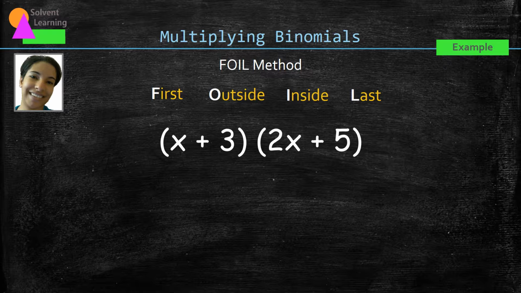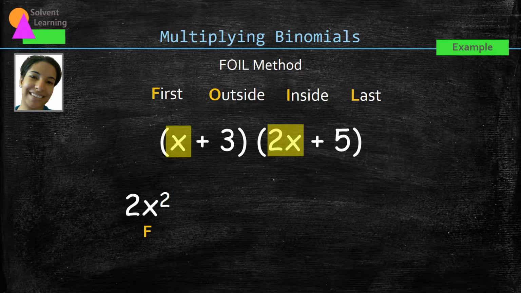Okay, so when we multiply the first term in each binomial, we'll have the x being multiplied by the 2x. That gives us 2x squared. So that takes care of the f in FOIL for first.